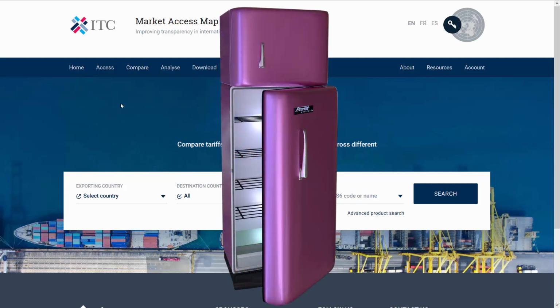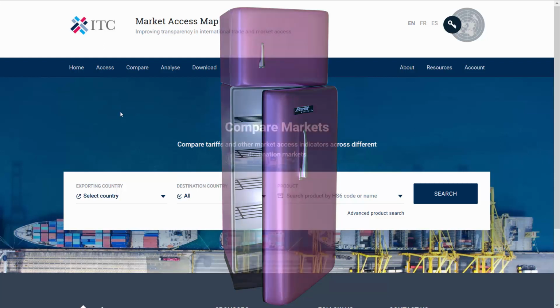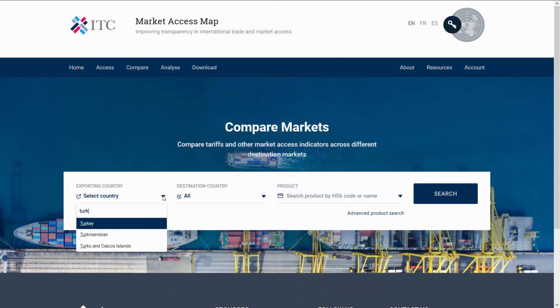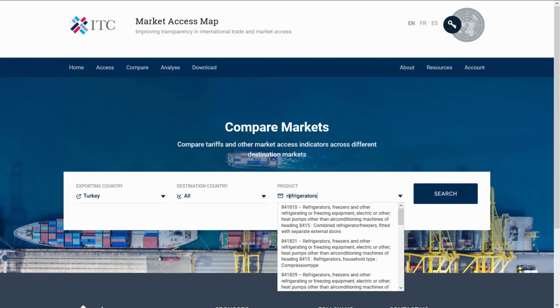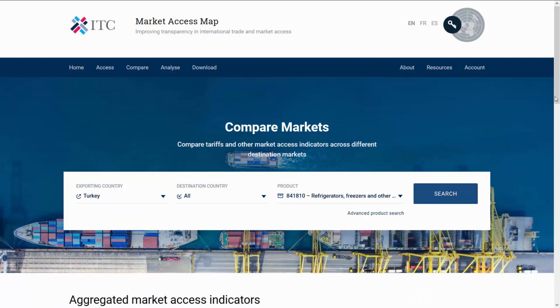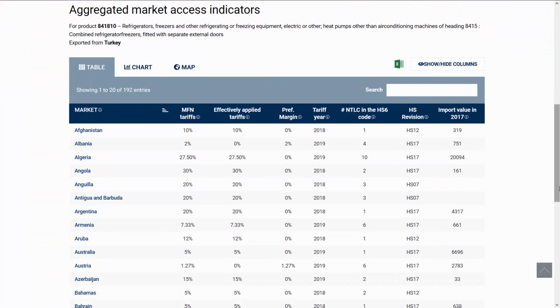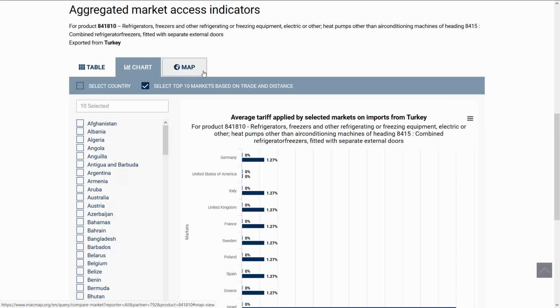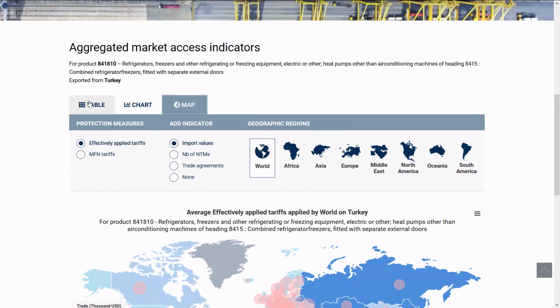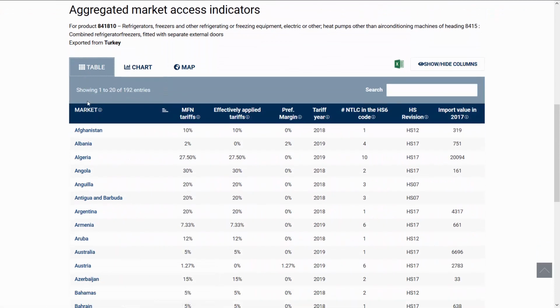Suppose as a Turkish exporter of refrigerators, I want to scan the most attractive destination markets. Using Market Access Map, I can strategically compare all markets in the world for the product code 841810. The results can be viewed in a table, a chart, or a map. The table lists aggregated market access indicators for each of the 200 markets.